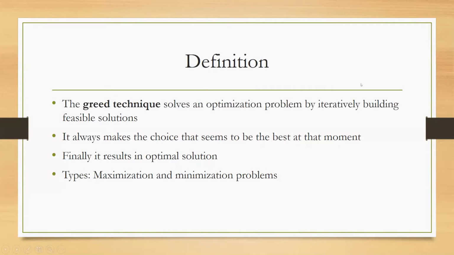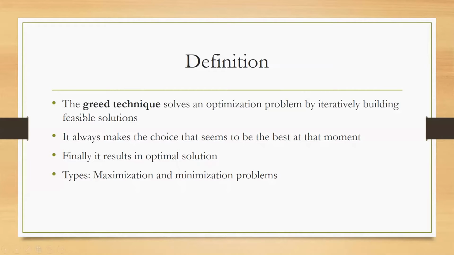Greedy technique solves an optimization problem by iteratively building feasible solutions. We have to understand what is meant by optimization problem and what are feasible solutions. If a problem is given, what this greedy technique does is it will start building the solutions step by step. And the step by step solutions that you get, we call them feasible solutions.